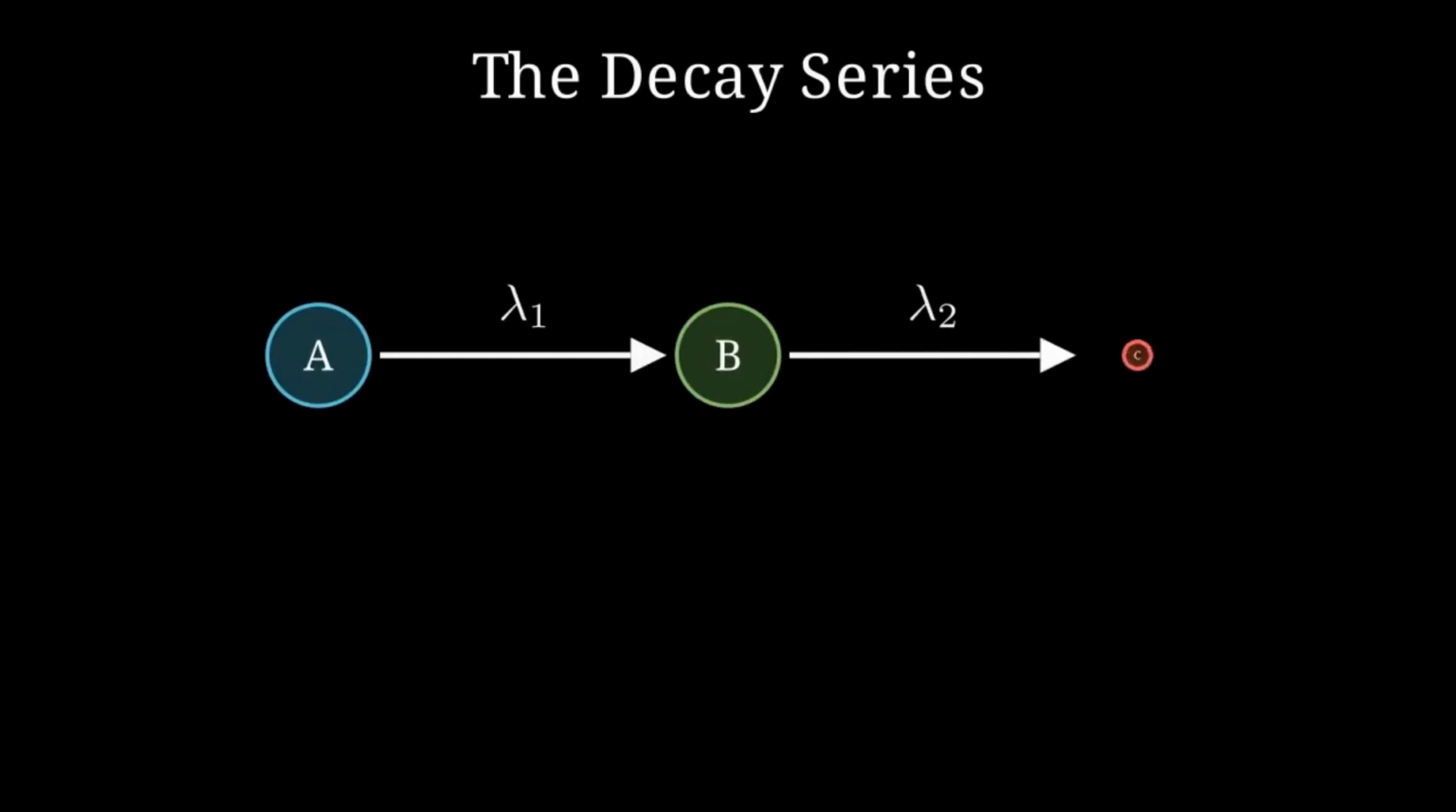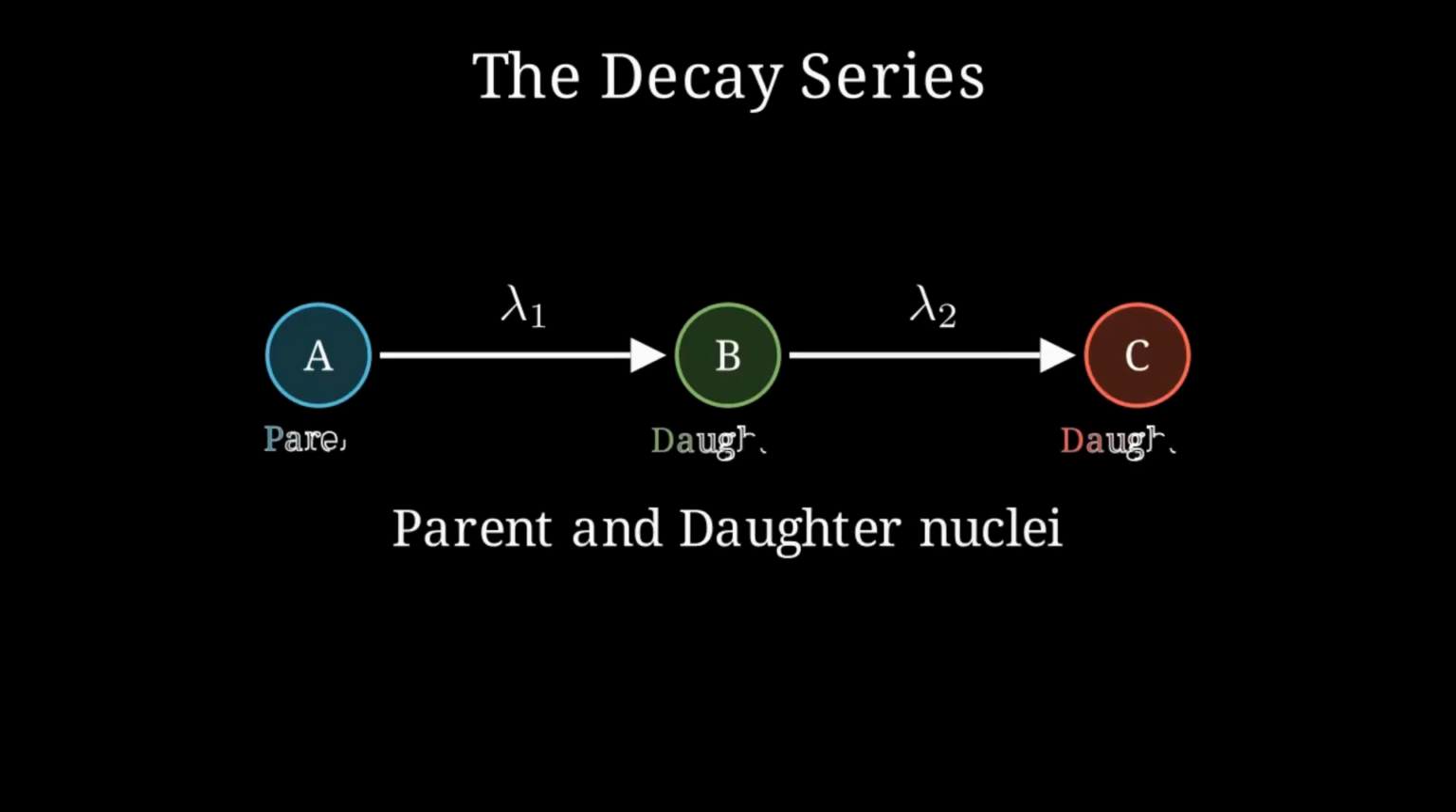Often, the daughter nucleus produced by decay is also unstable, leading to a decay chain. Each step in this series has its own unique decay constant and half-life, continuing until a stable isotope, like lead, is finally reached. A helpful shortcut is the power of 2 rule.